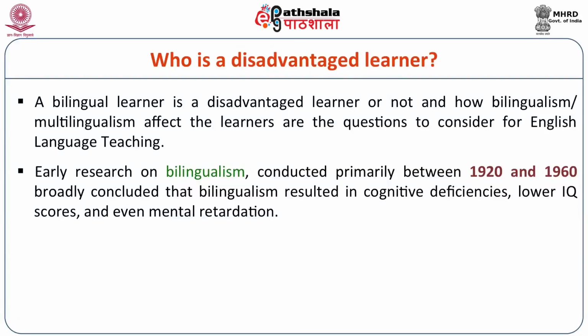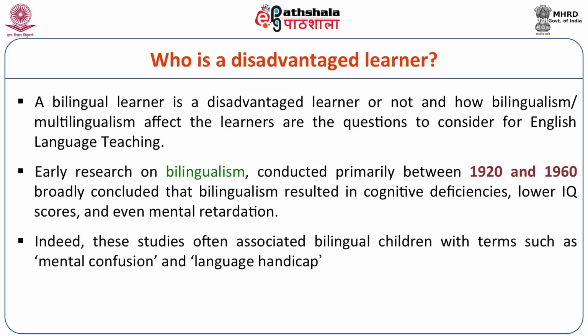Early research on bilingualism, conducted primarily between 1920 and 1960, broadly concluded that bilingualism resulted in cognitive deficiencies, lower IQ scores, and even mental retardation. Indeed, these studies often associated bilingual children with terms such as mental confusion and language handicap.